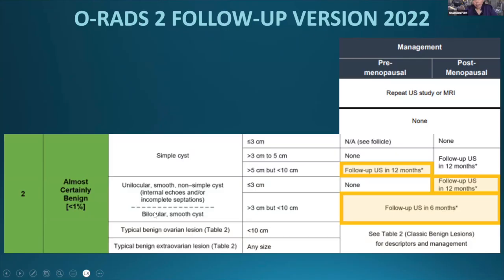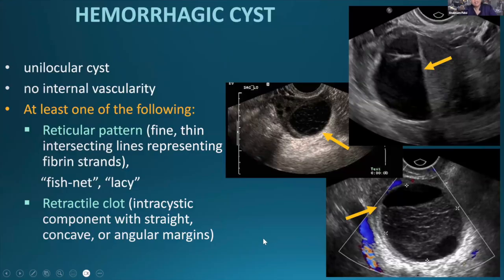Now, in terms of unilocular and bilocular cysts, unilocular cysts have an incomplete septation. Bilocular cysts will have one complete septation. Both of these lesions can have internal echoes. If they're less than or equal to 3 centimeters, no follow-up in a premenopausal patient. In a postmenopausal patient, you'll follow up with ultrasound in 12 months. If these lesions are greater than 3 but less than 10 centimeters, in both pre and postmenopausal patients, you follow up in 6 months. And then the classic benign lesions have their own management recommendations, which I showed on the previous slide. So let's look at the ultrasound features first of a hemorrhagic cyst.